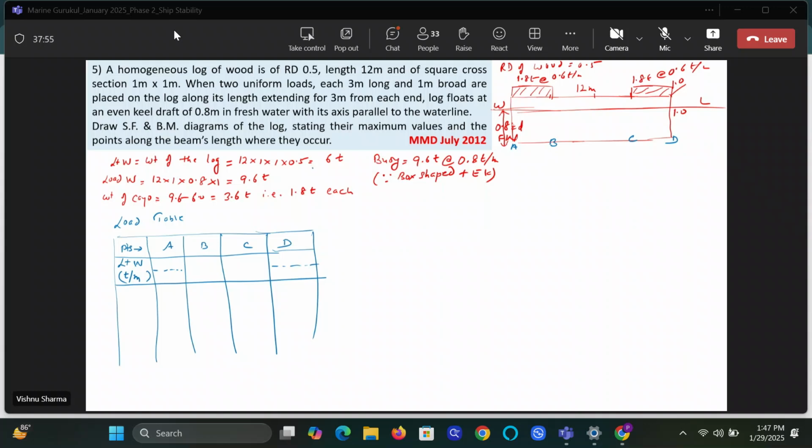Light displacement is uniformly distributed at 0.5 tons per meter. So 0, 0.5, 0.5, 0.5, and 0. Have you correctly captured the light displacement, class, or has anybody messed it up? Correct, sir. Okay.